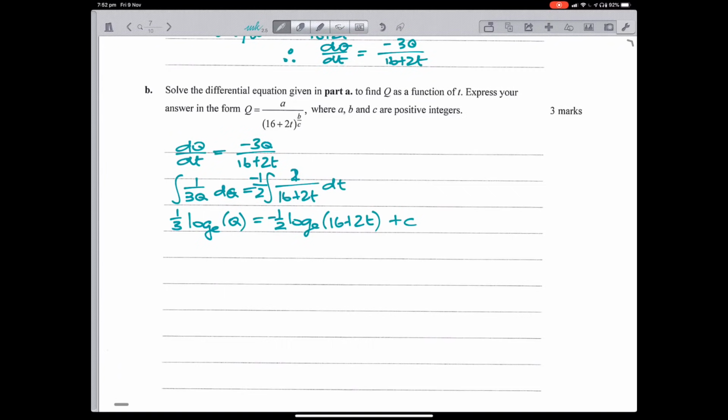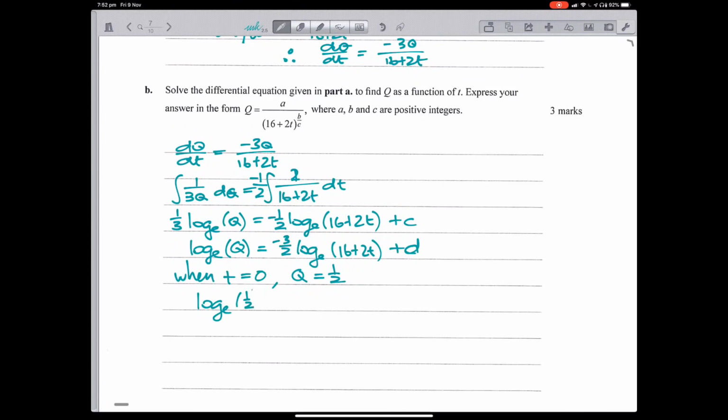Let's times our 3 across the other side. Log e of q is equal to negative 3 on 2 log e of 16 plus 2t plus c, because it's a constant, we don't really care about that 3, it's just still a constant. We could change it to be d. We know when t equals 0, q equals 1/2. So I get log of 1/2 is equal to negative 3 on 2 log e of 16 plus 2t plus d.